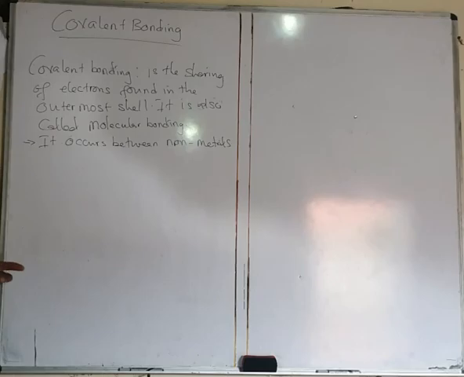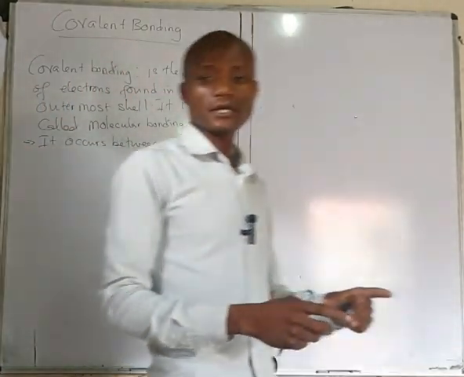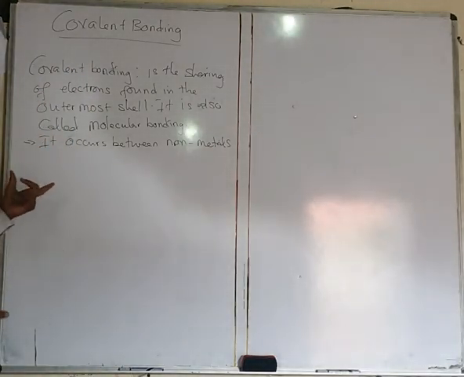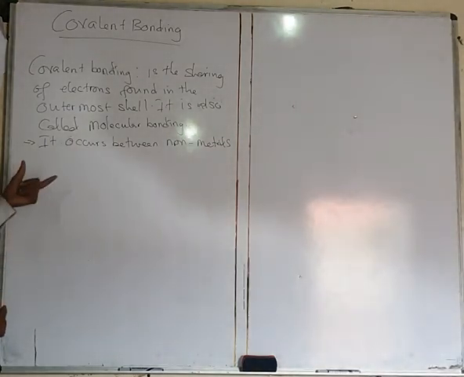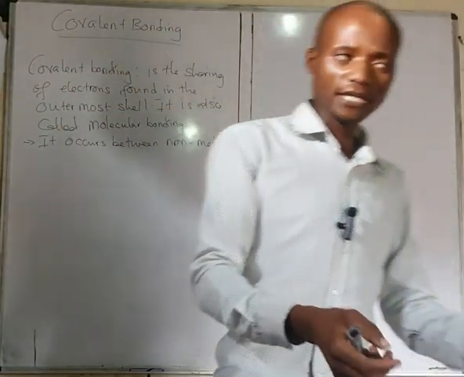It's a type of bonding which involves the sharing of electrons, and those electrons are the electrons found in the outermost shell. All types of bonding occur in the outermost shell. So that's what is called covalent bonding. Now you need to demonstrate how this covalent bonding takes place. How do they share electrons?